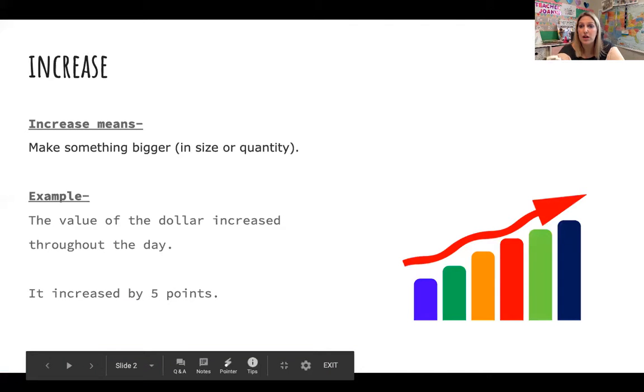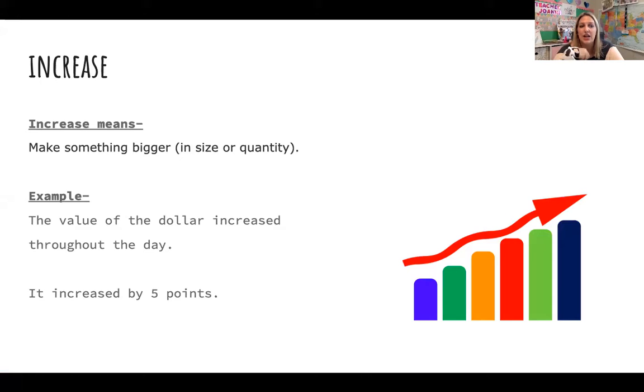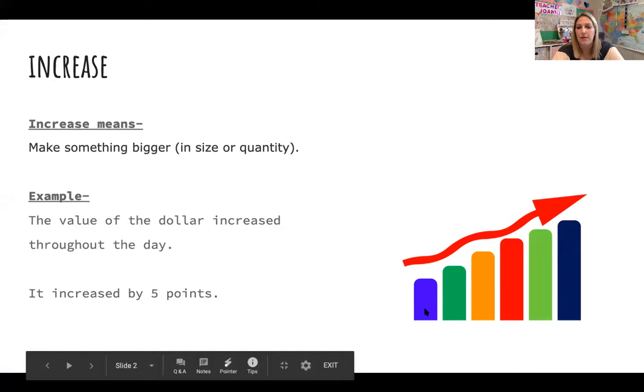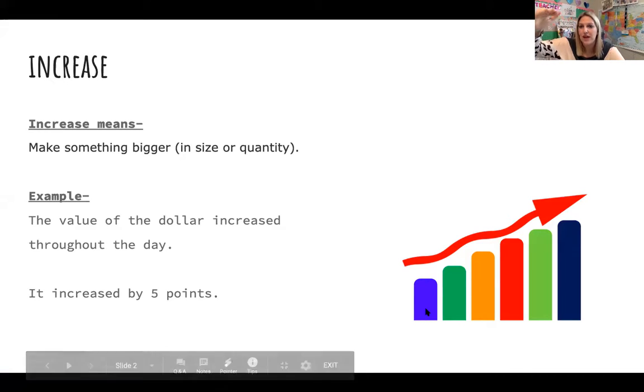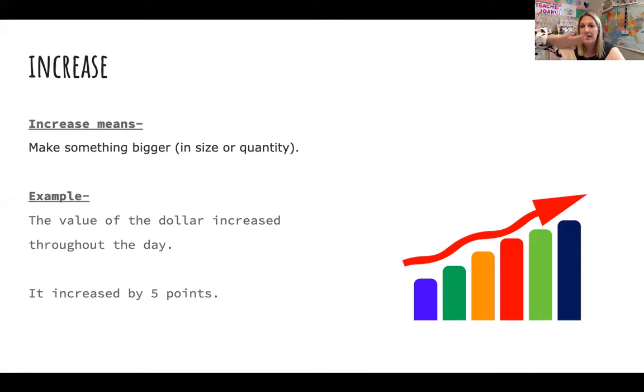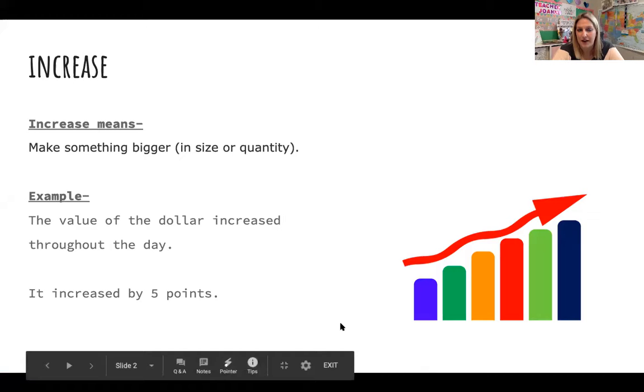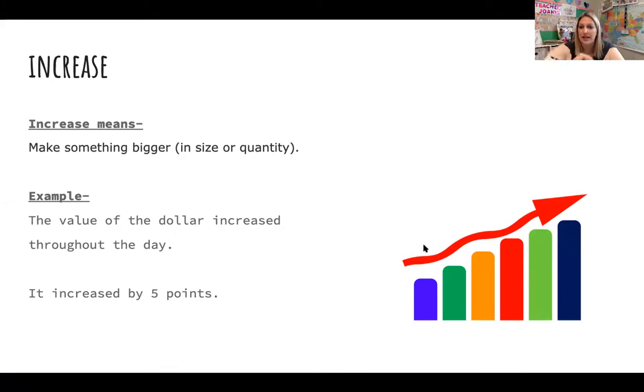All right, awesome. So the first word we're going to talk about is increase. And if you know anything about the prefix in, it means to build or to get bigger. So thinking about that, increase, and then looking at this picture here, if we're going from blue to green to orange to red to green to dark blue, it increased. It means that the value of something has gotten bigger. The size or the quantity, everything has increased. The rate has increased. So it is getting bigger or the numbers are increasing.